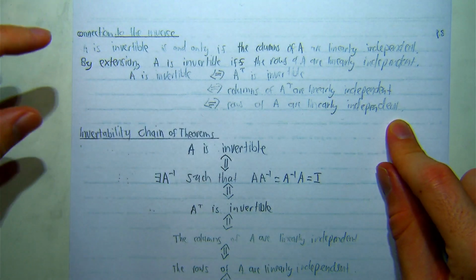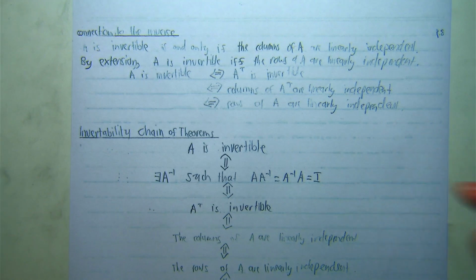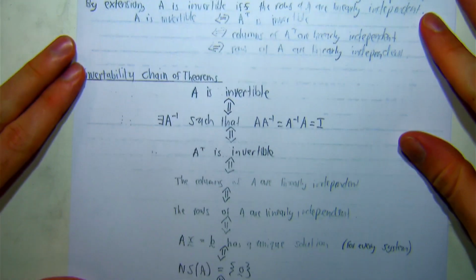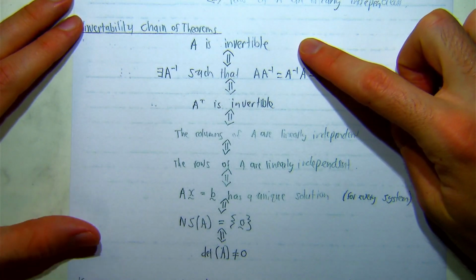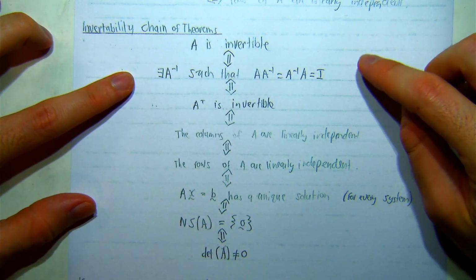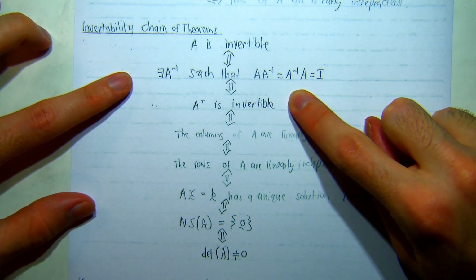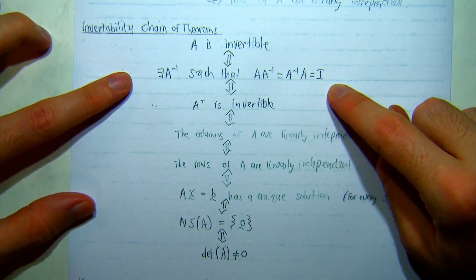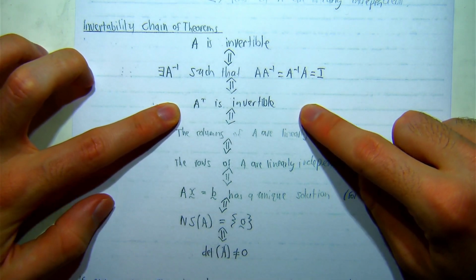So we actually can apply a lot of these theorems together to make a chain of theorems that are biconditional, which means that if you prove any one of those conditions, it implies the rest of them are true. So this chain is the one that's given below. A is invertible, therefore there exists some inverse such that A multiplied by A inverse is equal to A inverse multiplied by A, which equals the identity matrix. That means that the transpose matrix is also invertible.